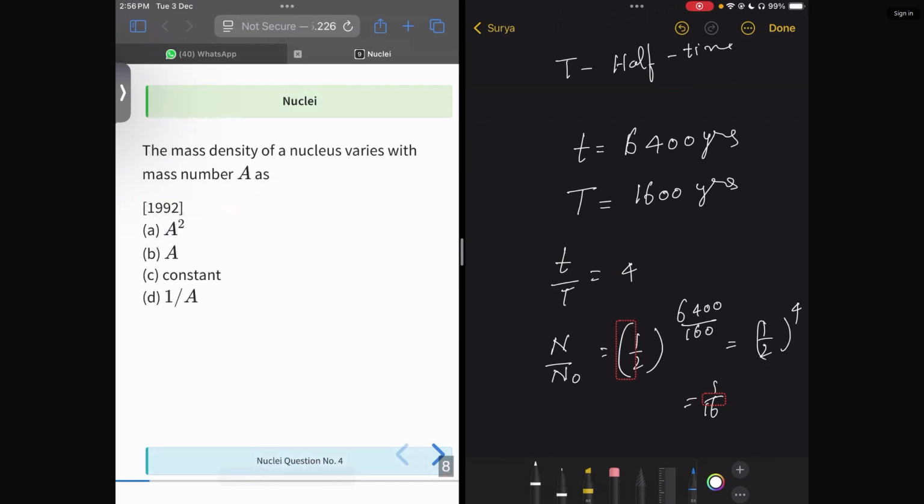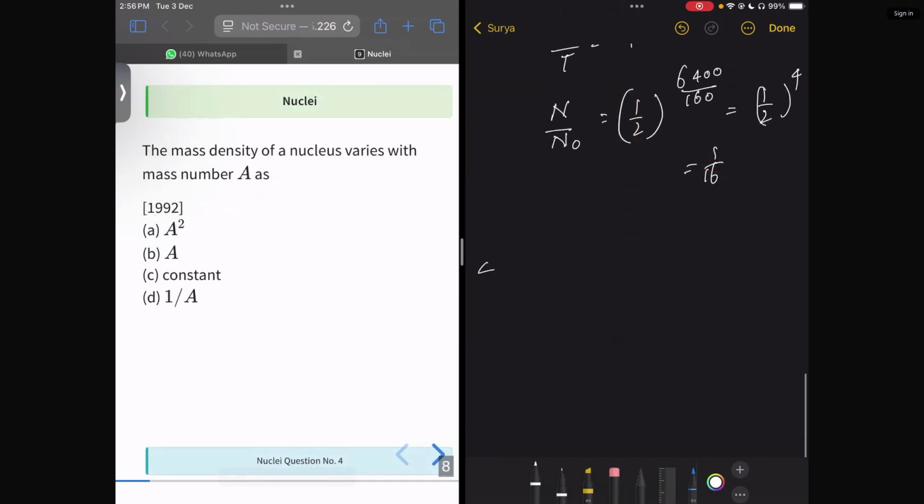So next question. The mass density of the nucleus varies with mass number A. So how does the mass density vary? All of you know the radius of the nucleus, as already seen in the first question, varies with the mass number as A power 1 by 3. So R cube is proportional to A.